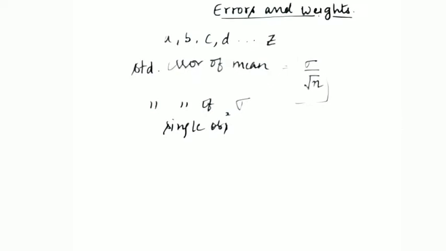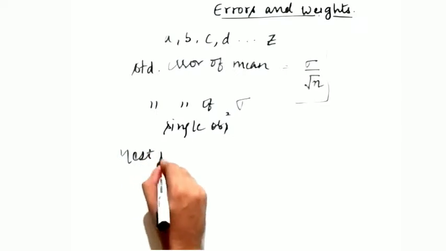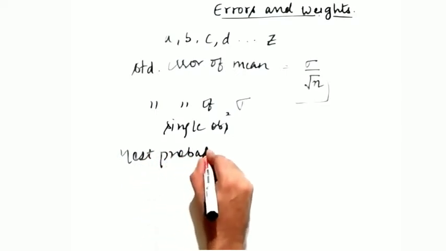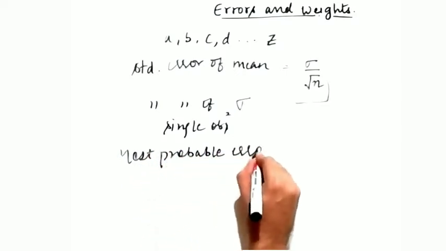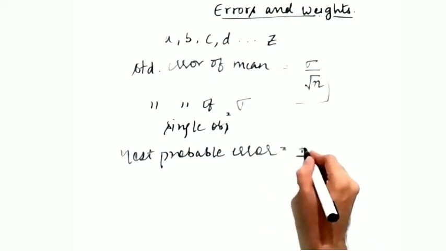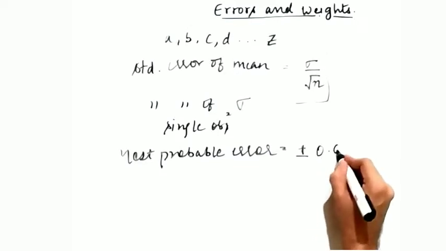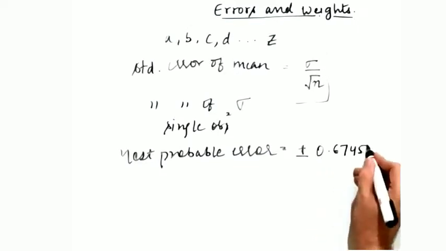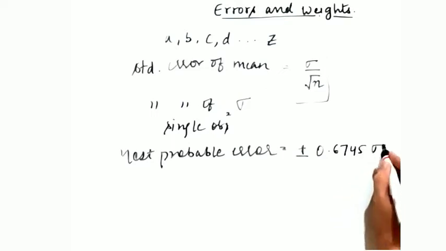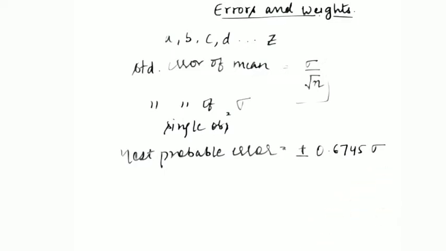Now if I ask you what is the most probable error, then there is a formula. For the most probable error, see, the error can be negative as well as positive, so you will take plus minus 0.6745 times sigma. This is the most probable error, and you know how to calculate sigma, that is the standard deviation.